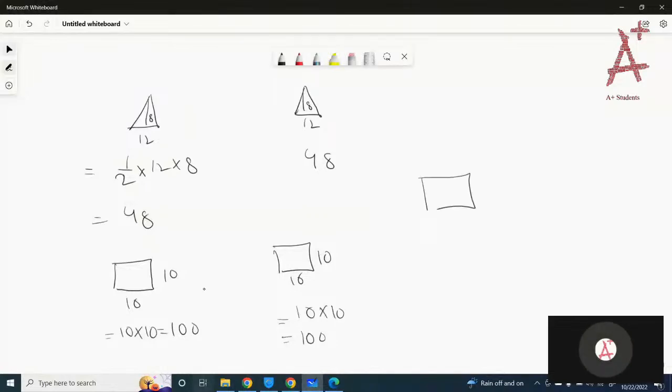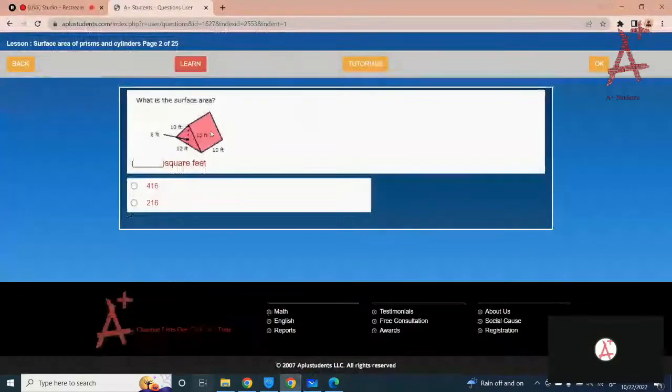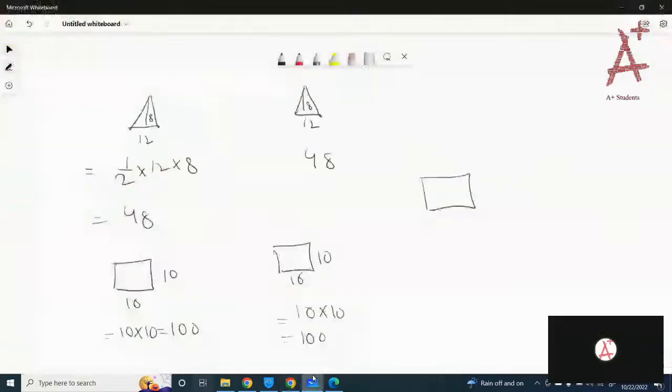And then you have the side that is this one, the one that is right below. That has the measurements 10 and 12. Got it? So it has 10 and 12. So you can find it by 12 times 10, and 12 times 10 is 120.